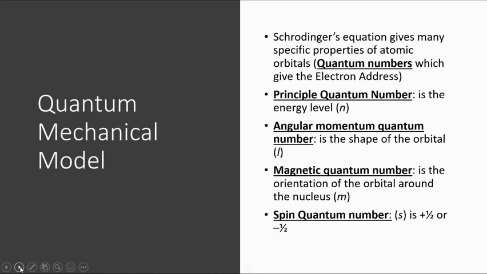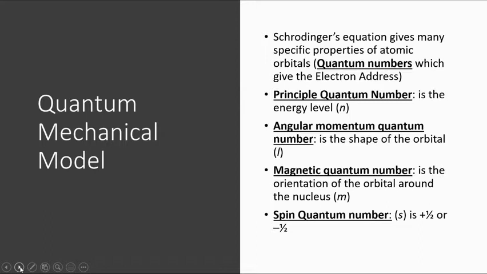Okay. So the quantum mechanical model assigns electrons a quantum number. Okay. And quantum numbers are split up into four different things, four different quantum numbers. So you have your principal quantum number, which is your energy level. And again, that tells you how far away you are from the nucleus.